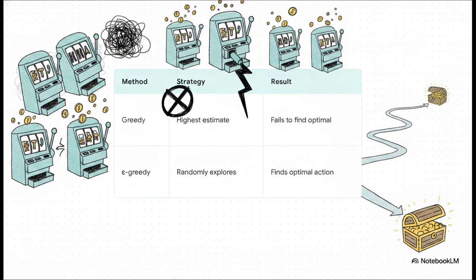But look at the epsilon greedy method. Here, you act greedily most of the time, but with a tiny, tiny probability, you pick a lever completely at random. When we compare these methods in simulations, the results are staggering. By injecting just a tiny drop of randomness, the epsilon greedy method forces the agent to keep checking all the options, asymptotically guaranteeing it will eventually find the true optimal choice.